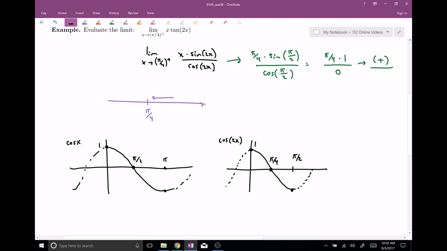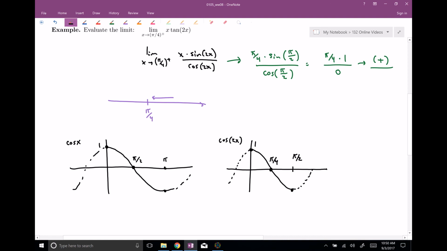So if you remember something about graph transformations back from a long time ago in algebra, this ×2 right here is actually shrinking the graph horizontally by a factor of 2. So you can see it's going twice as fast as it was before.